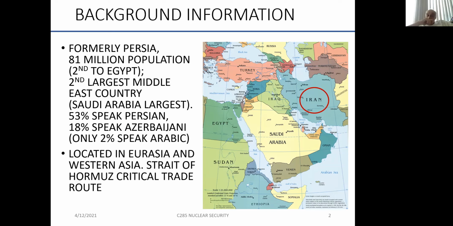In Iran, 53% of the people, a little more than half, speak Persian or Farsi. 18% speak Azerbaijani, and only about 2% speak Arabic. So there's a very tiny Arabic population in Iran. It's very strategically located in Eurasia and Western Asia, and has long been involved with the Straits of Hormuz, which is very critical for trade throughout the world. You see how much larger it is than Iraq to the west. Okay, next.